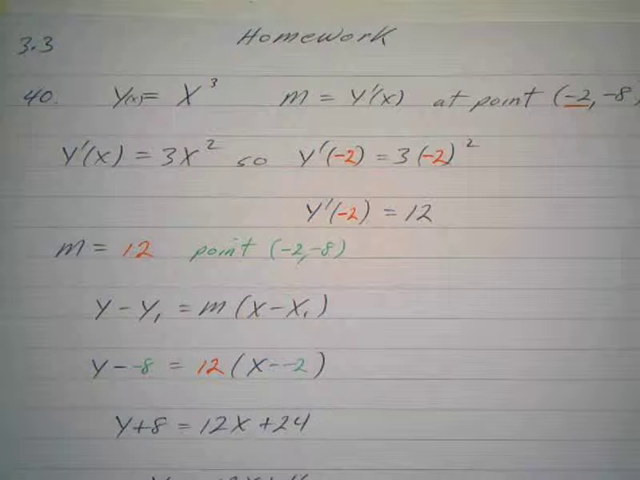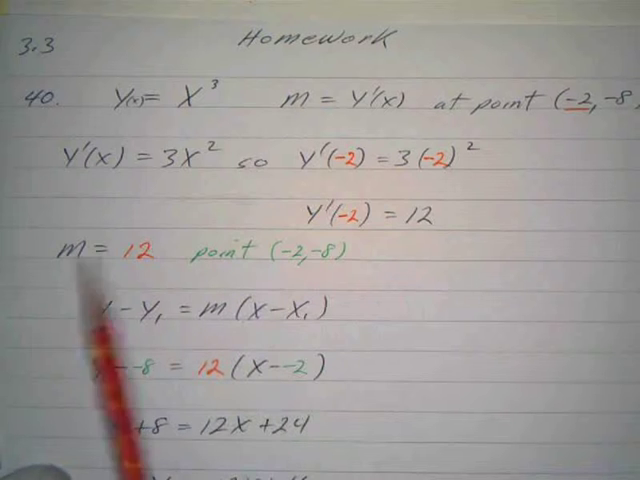And at 40, we want to find the x and y intercepts of the line that's tangent to the curve y equals x to the third. So we just want to find the tangent line. We've got our point of tangency, -2, -8, so that's nice. And we just want to find the slope, and our x value will be -2.